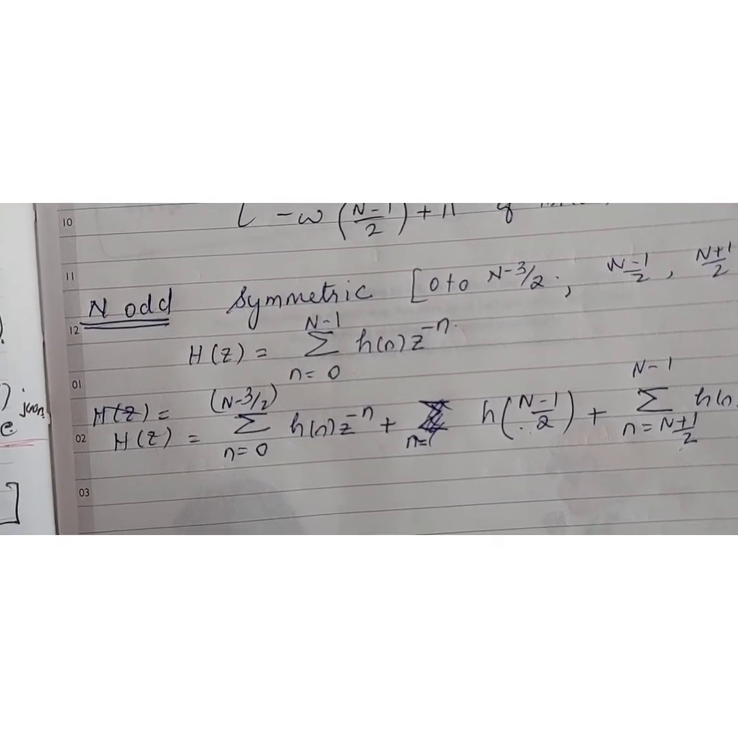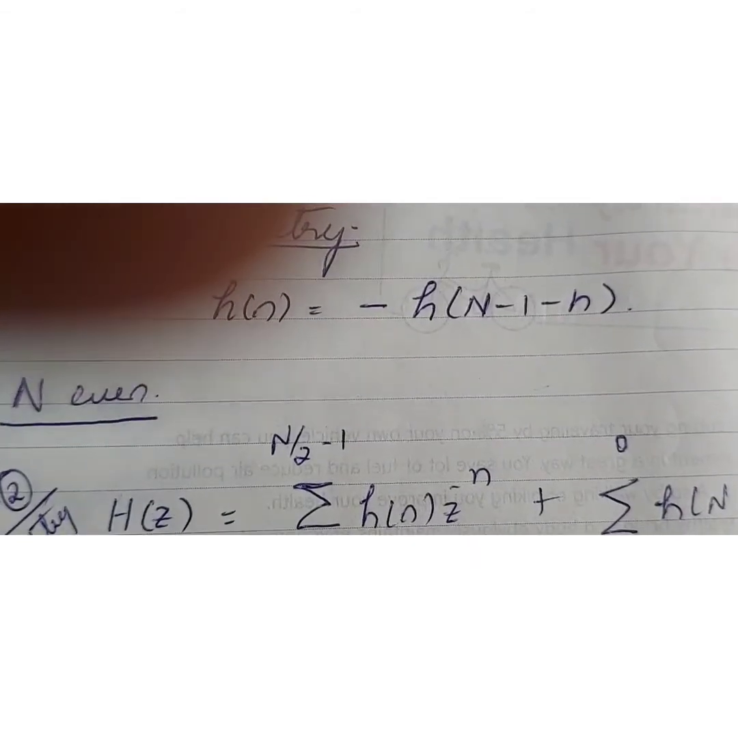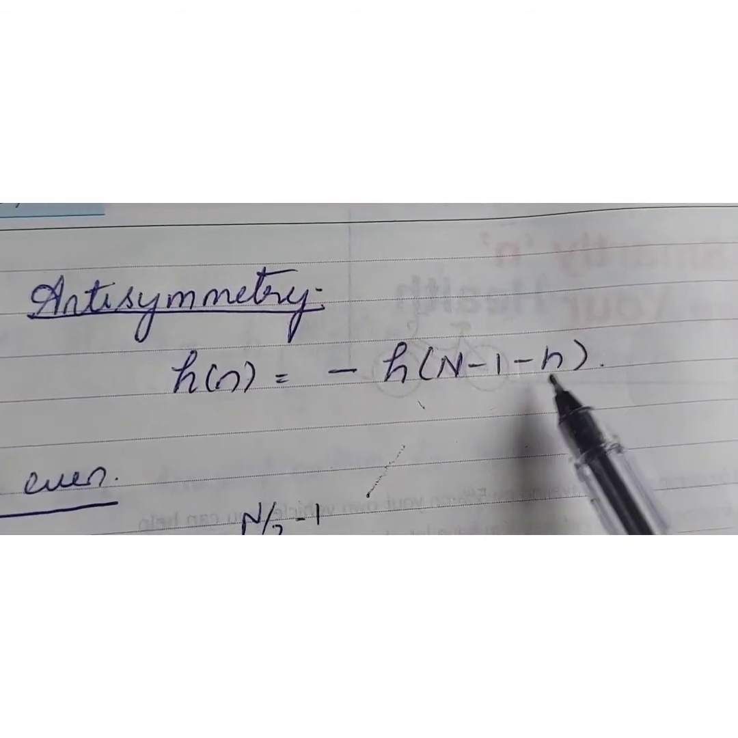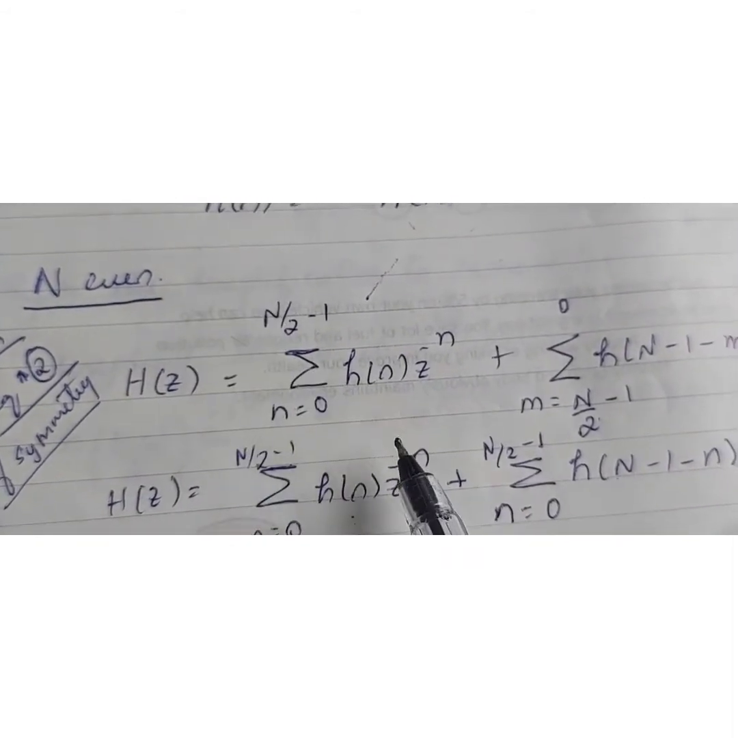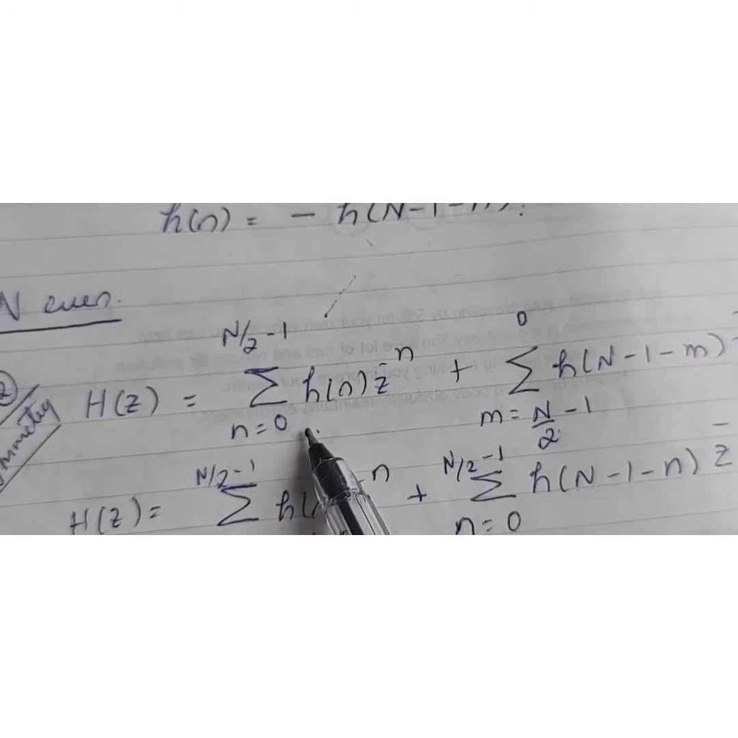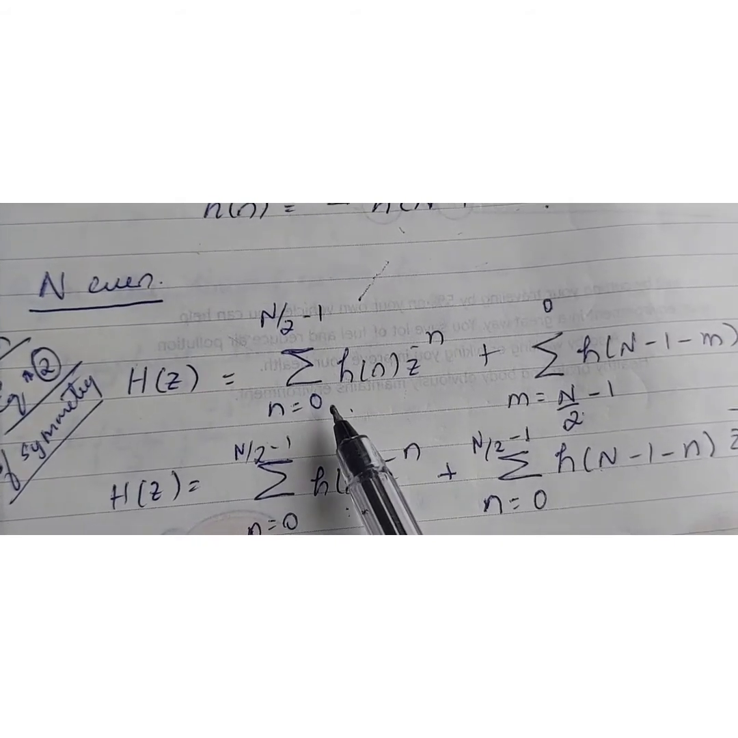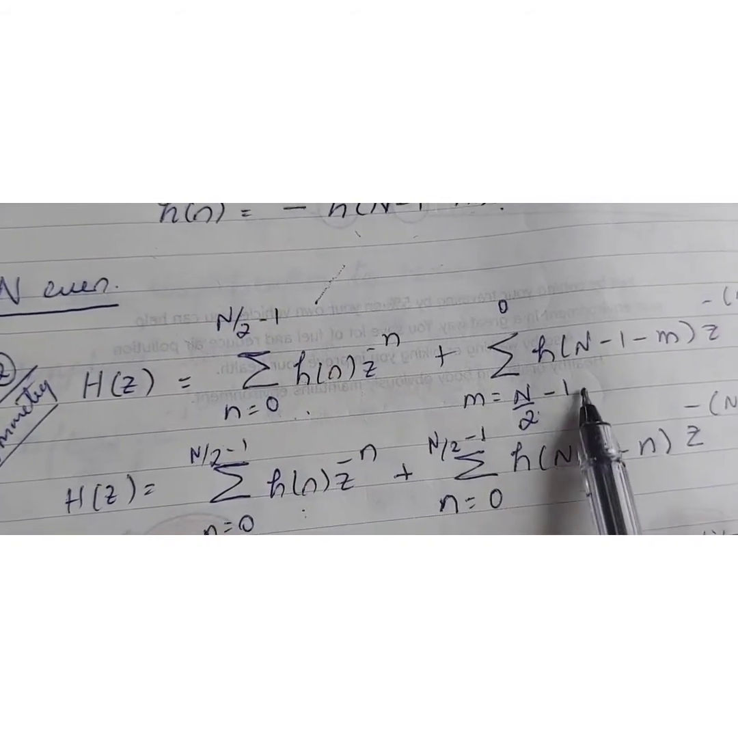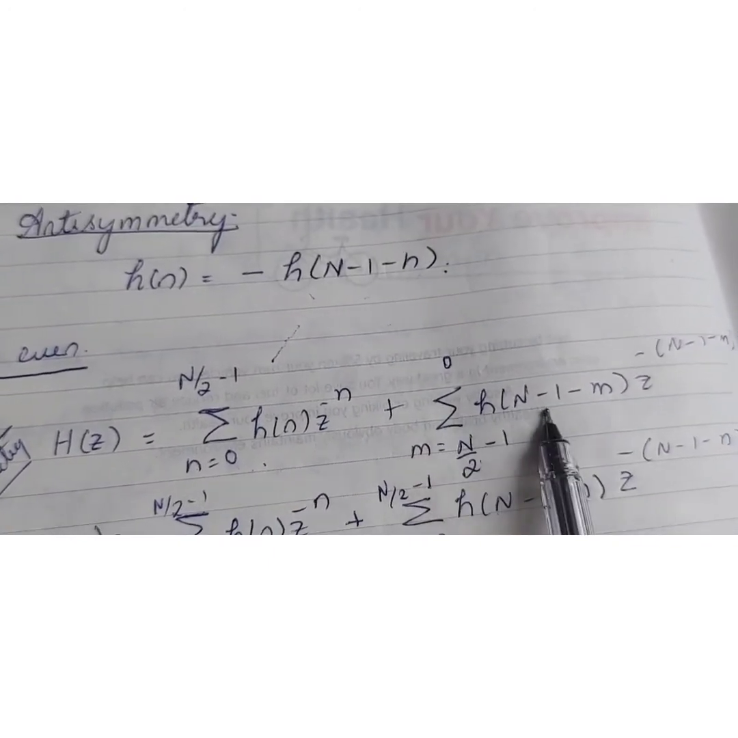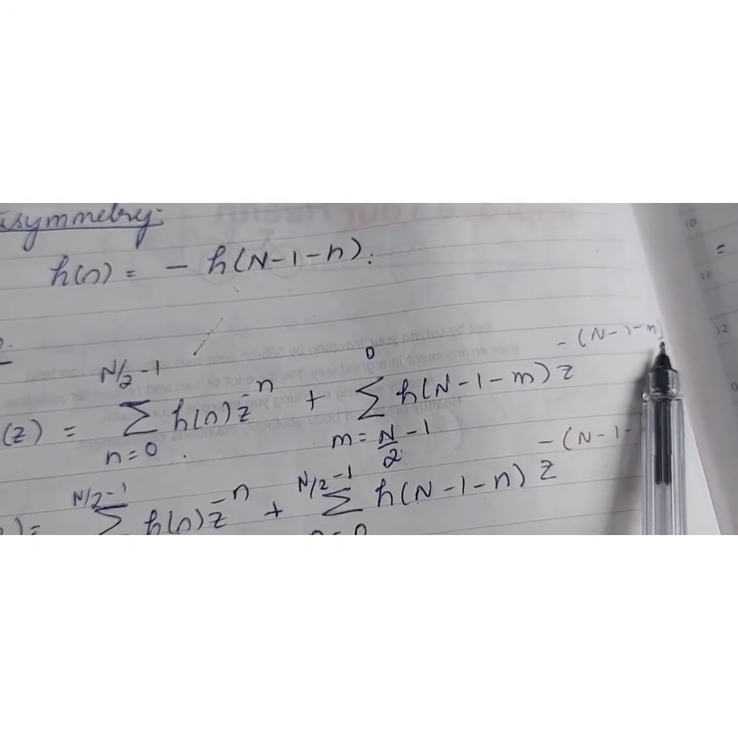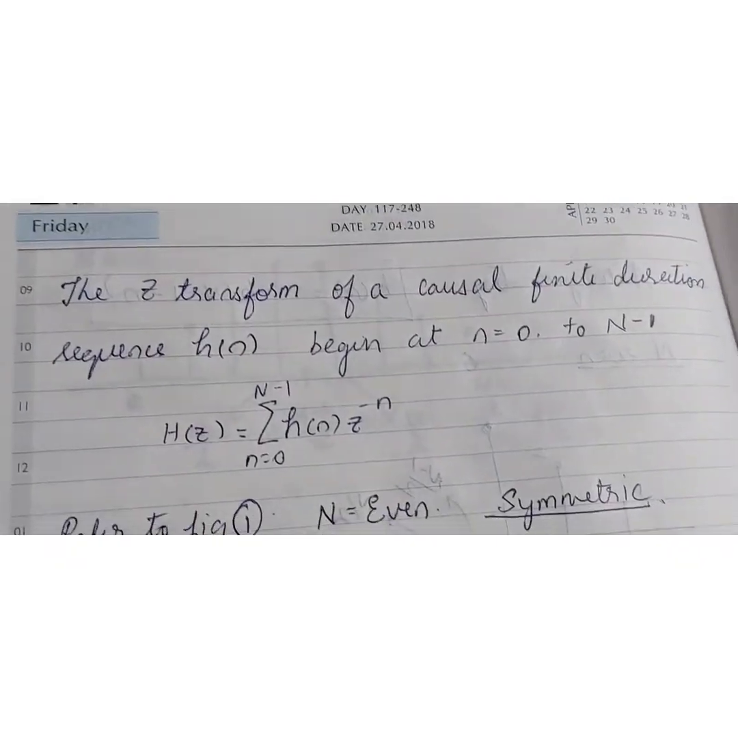Then in case of antisymmetry, we know that our h of n should be equal to minus h of (N minus 1 minus n). So for N even, we know the limits are varying the same as in your symmetry equation. If you look, the limit varies from 0 to N by 2 minus 1, and the summation is from N by 2 minus 1 to 0. So for the second term, I have taken h of (N minus 1 minus m) z power minus (N minus 1 minus m). This is the same as what we have done for your symmetry.